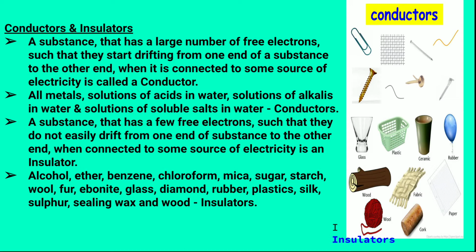that is, where the free electrons are in very small amounts and so are not able to move from one end of the substance to another very easily when a source of electricity is connected to it, that type of substance is known as an insulator. Examples are wood, sealing wax, alcohol, ether, benzene, chloroform, mica, sugar, starch, wool, furs, ebonite, glass, diamond, rubber, plastic, silk, sulfur, etc.